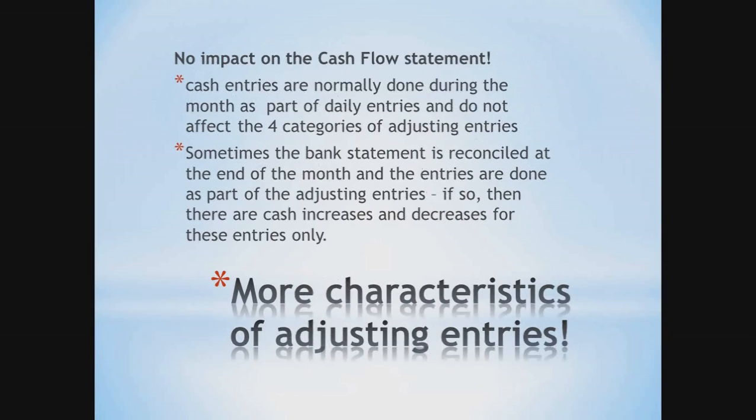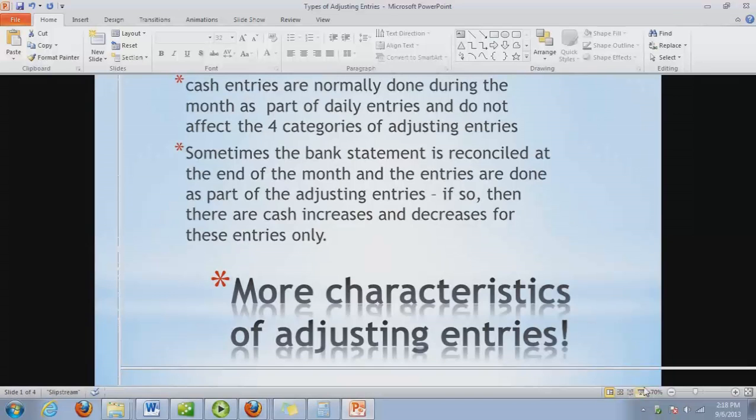The cash flow statement is an exception. Your adjusting entries usually don't include cash because cash entries are done as daily entries and have already been recorded. The only exception is sometimes companies will do a bank reconciliation at the end of the month because they wait till the end of the period, and if they include those entries as part of adjustments, they would have cash increases and decreases. So now we are ready to take a look at our problem.